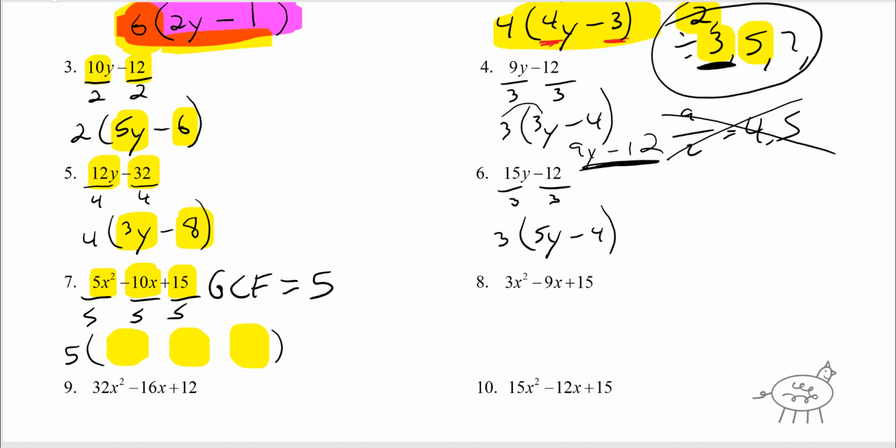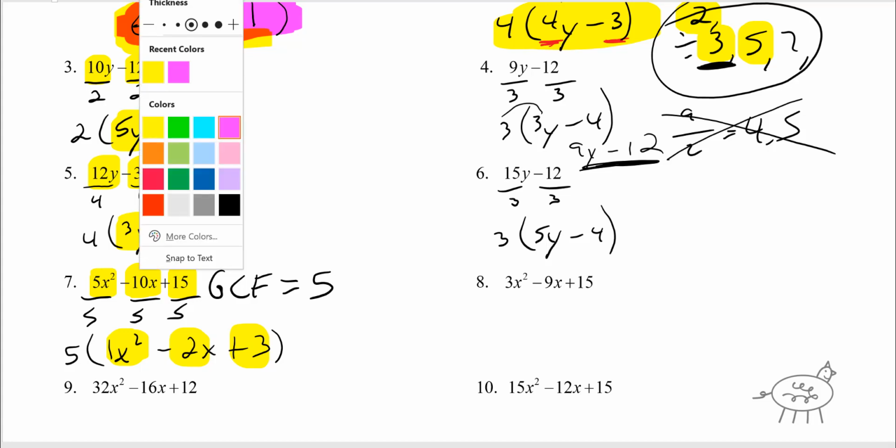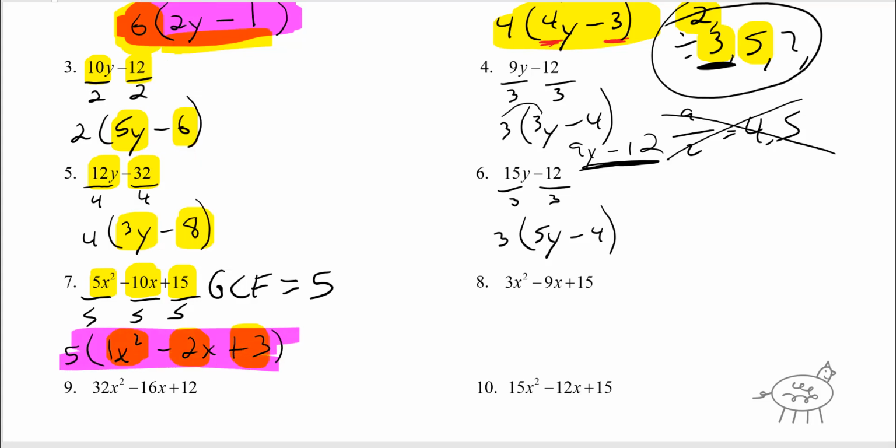Okay, so let's go ahead and divide. 5 divided by 5 is 1, so it's just x squared. You can put a 1 here too, I don't care. 10 divided by 5 is 2, so minus 2x. And 15 divided by 5 is plus 3, and that's my answer. So my answer is right here. Okay? Okay, we're going to do one more.